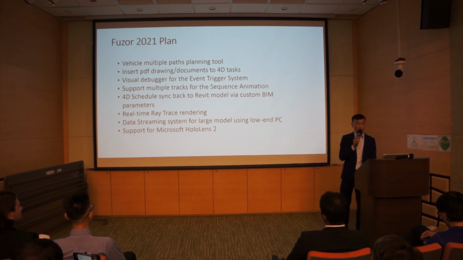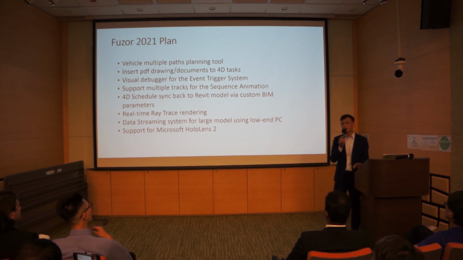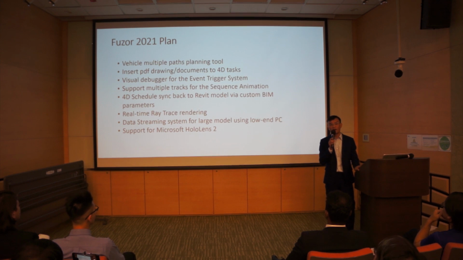Next thing is for the people who really know the event trigger system and enjoy it. You've noticed that if you put in upwards of hundreds of triggers, it's very hard to know what went wrong, what's happening. So we're going to create a visual debugger so you can actually see which triggers fired off, which triggers did not, and why they're not firing off.